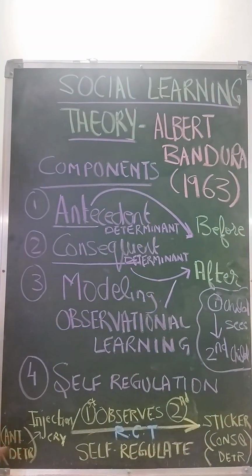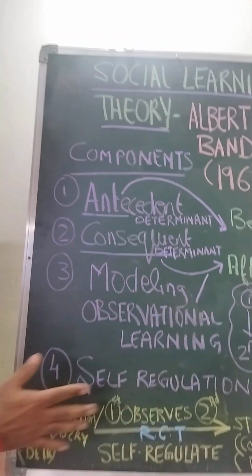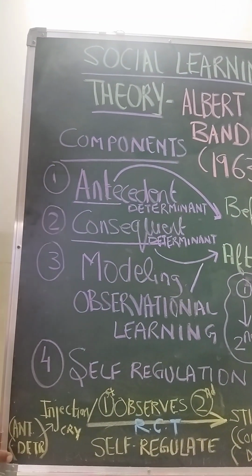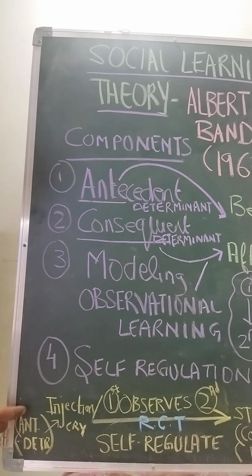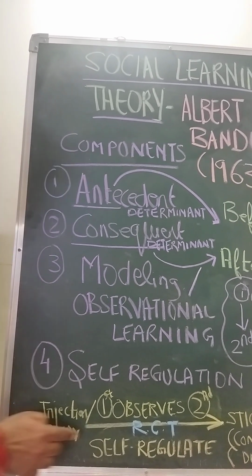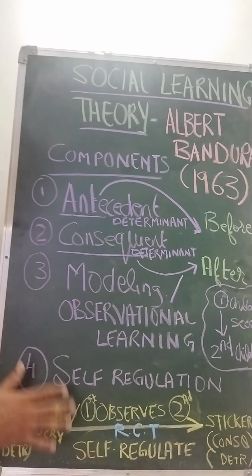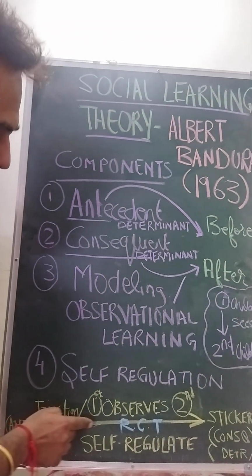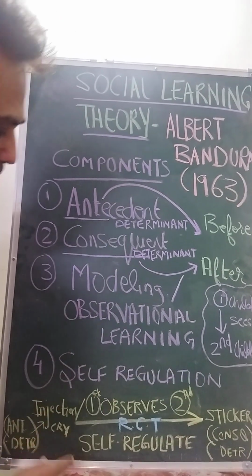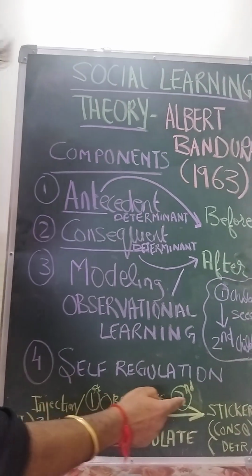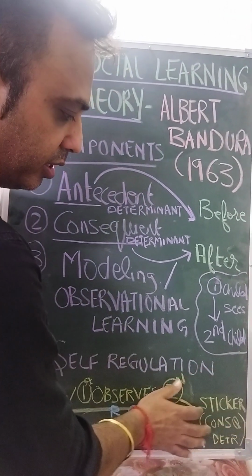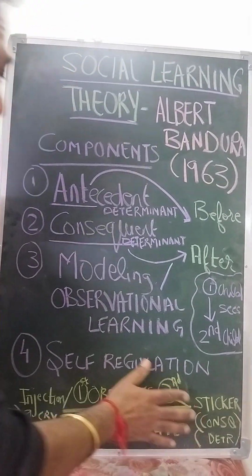Now what happens is, the first child is observing all the procedure. This first thing, injection or crying, is the antecedent determinant. Means before the procedure starts, the factor which influences the behavior of the first child. Then he is observing the whole procedure, the whole pulp therapy, that is modeling. And then when the procedure is over, he knows that a sticker is given to the second child.